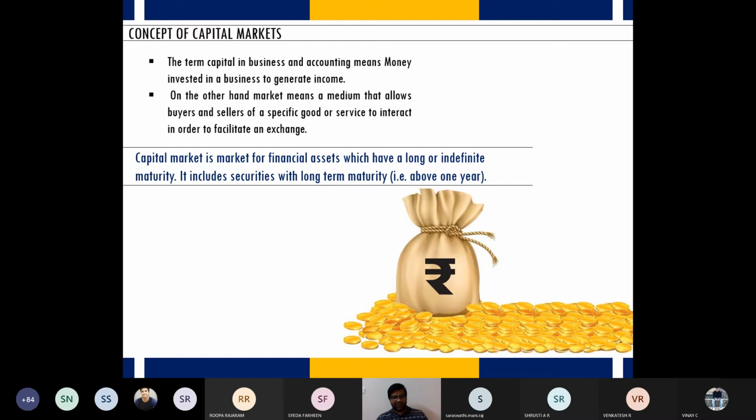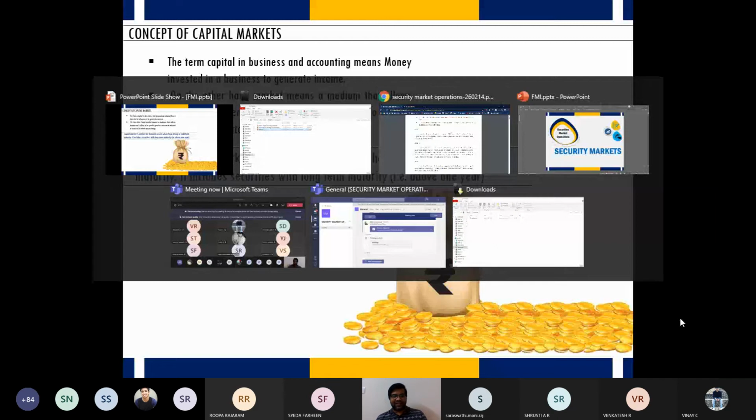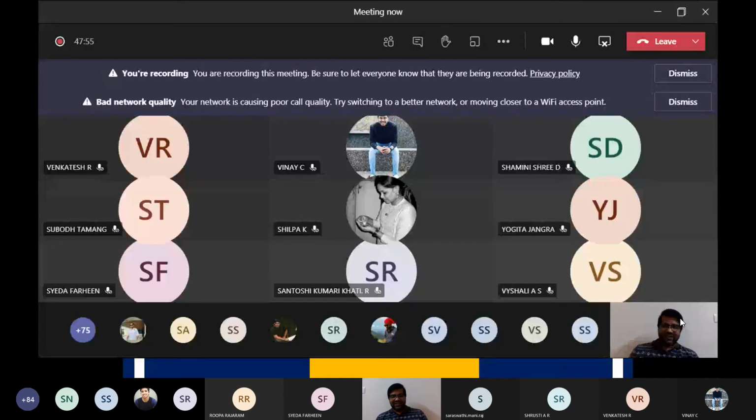if an investor wants the money, what should the investor do? The answer is, invest in the secondary market and get the money back. So the secondary market or the stock market provides liquidity to the primary market. If the stock market does not exist, trust me, the primary market will collapse, right?